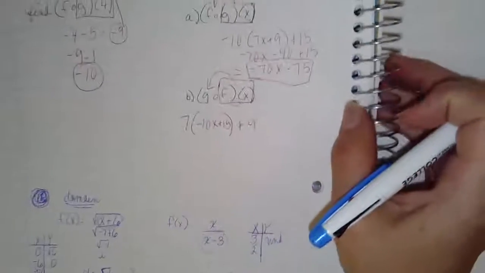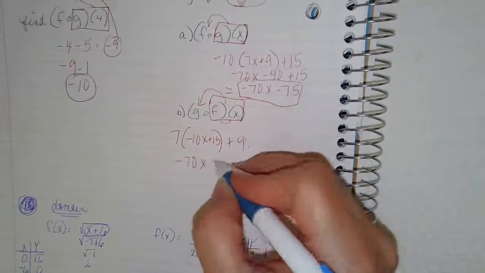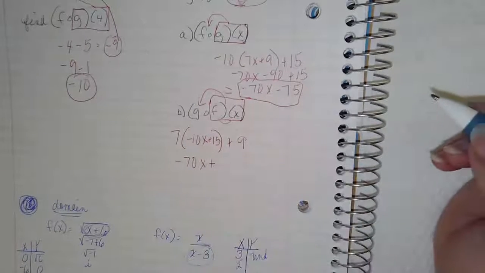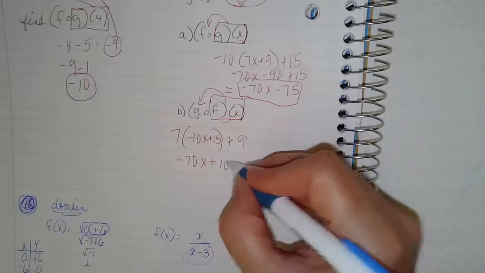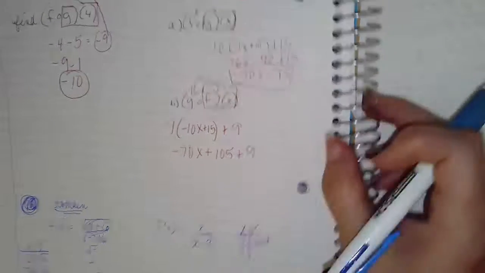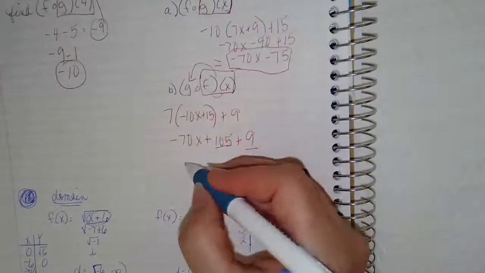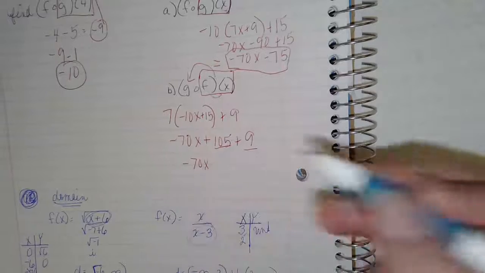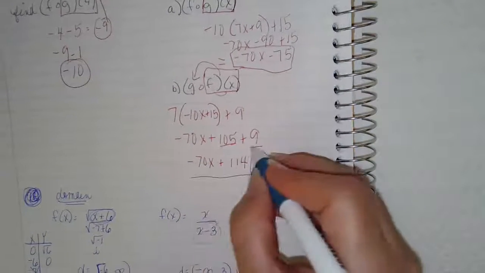Reduce it any way you know to reduce it. We can distribute the 7. Oh, what's 7 times 15? Let's see, 35, carry the 3. I think that's 105. I could be wrong. I think that's right. And then you can combine any like terms. 105 and 9 would combine. Safer to use that calculator, right? 114. I believe that to be correct.